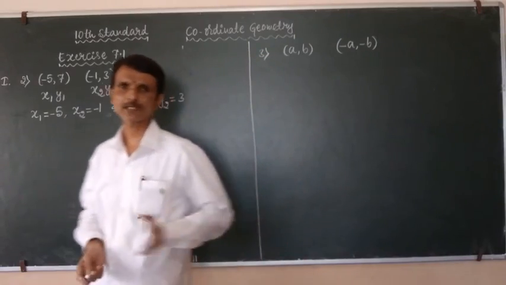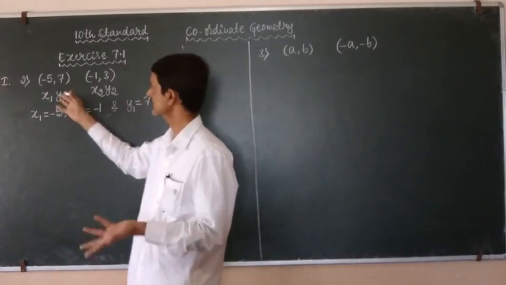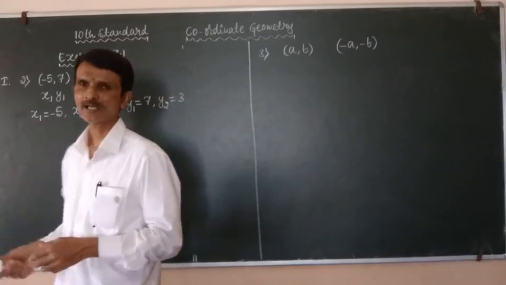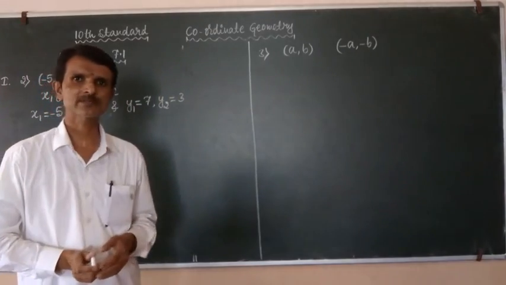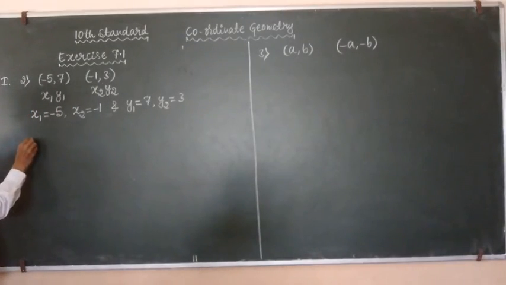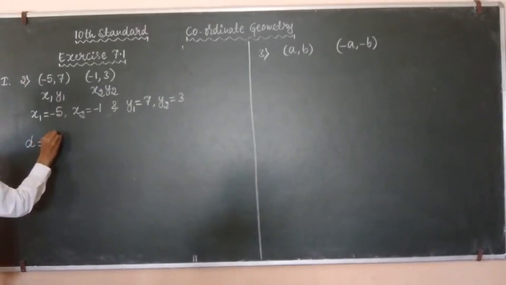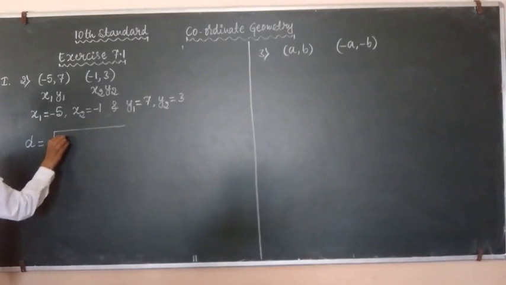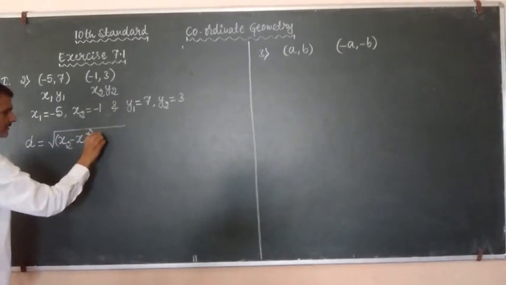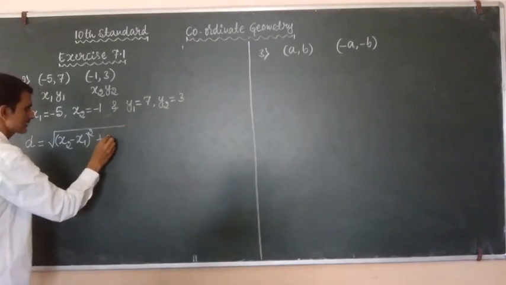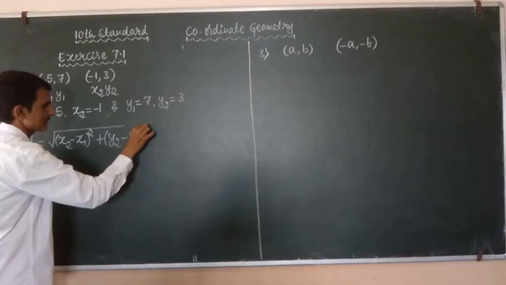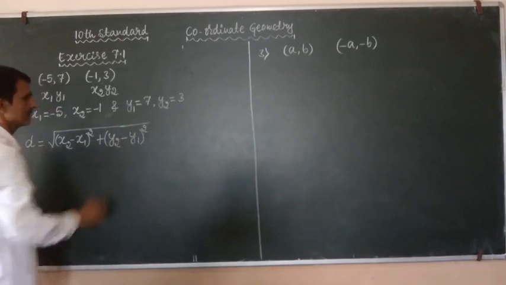So now apply the distance formula. In this problem I have not taken the points as A, B, or P, Q, R. I am just going to simplify this problem directly, using the symbol D. So we know the formula: D equals root of x2 minus x1 whole square plus y2 minus y1 whole square. So this is the formula, we know that.